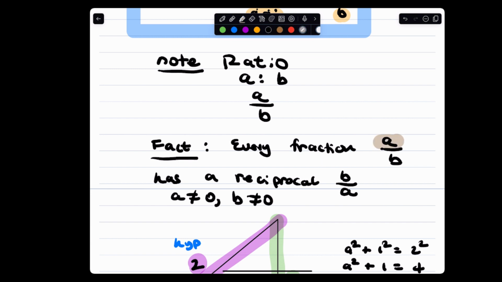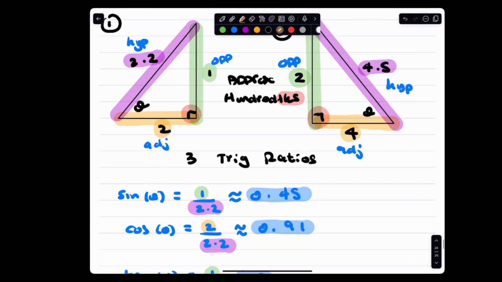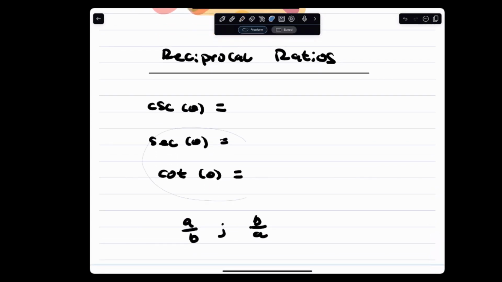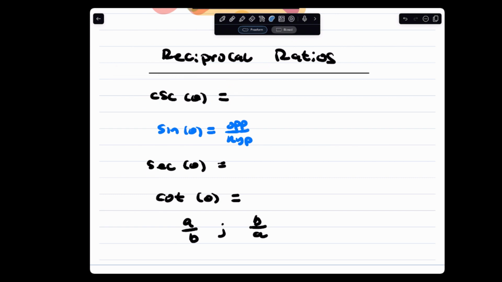Gold over silver becomes silver over what? Gold. You just flip them over. And so, how we get reciprocals is really to say, go back and remember what the ratio for sine was. You guys remember? It's opposite over what? Hypotenuse. Well, the reciprocal for cosecant, because they're reciprocals of one another, just flip that over.